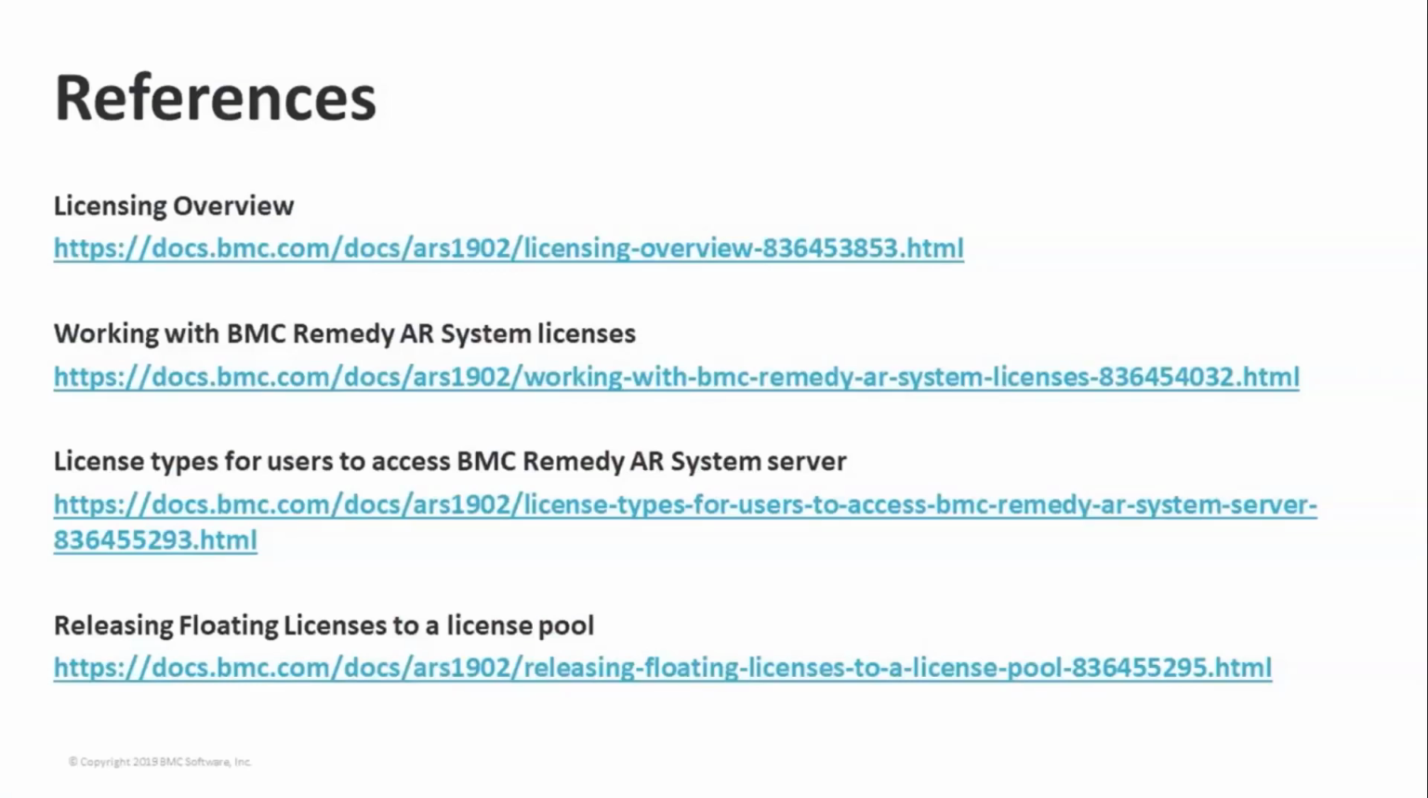There are various references in the BMC docs that are very good and valuable to look at. One is a licensing overview, which is a good summary of what licensing is about in AR System. There's also "Working with BMC Remedy AR System licenses," a very informative topic. It details the license types for users that access the AR System, and then a client-centric view of releasing floating licenses.